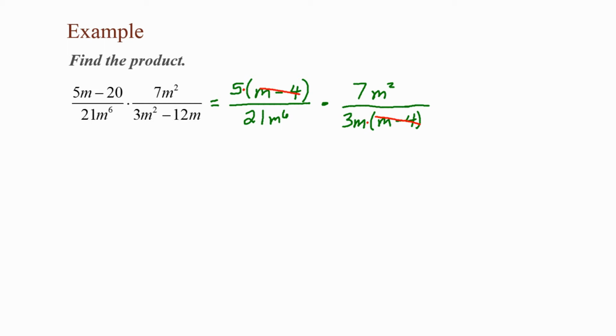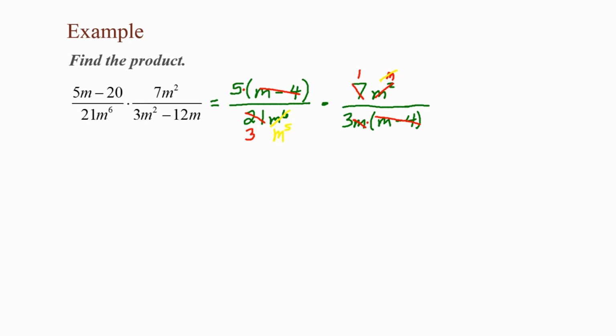I could cancel my 3 with my 7 or 5, but they don't have anything in common. I can cancel the 21 and the 7, however. 7 goes into 7 one time. 7 goes into 21 3 times. M cancels with m squared, leaving me with m to the first. M to the sixth can cancel with that m to the first, leaving me with m to the fifth.